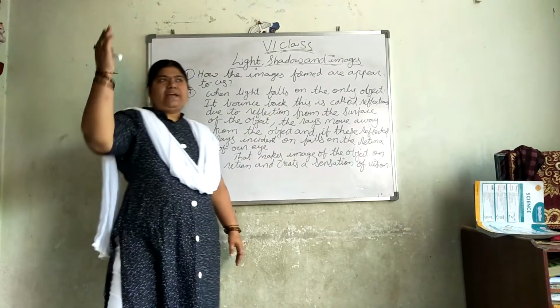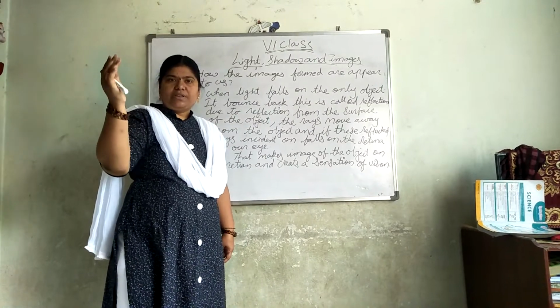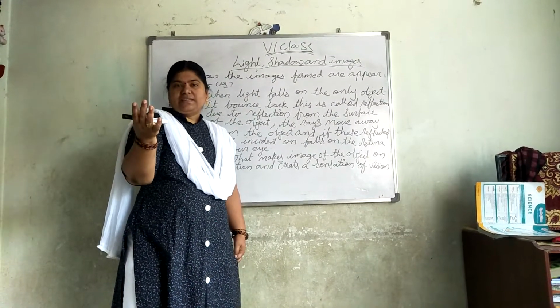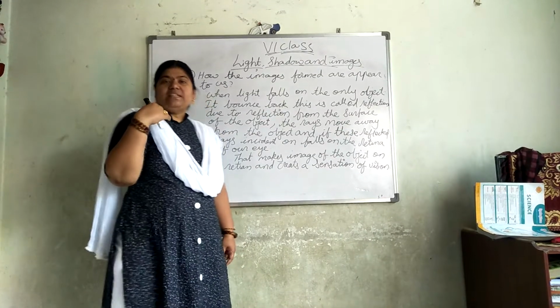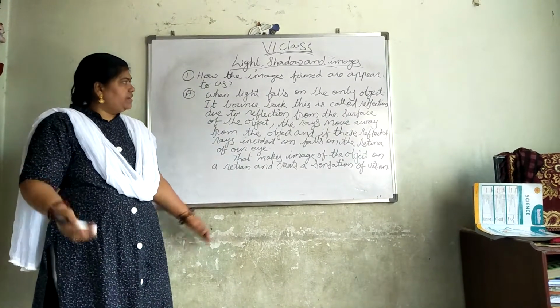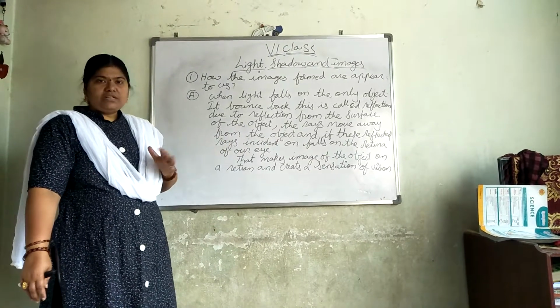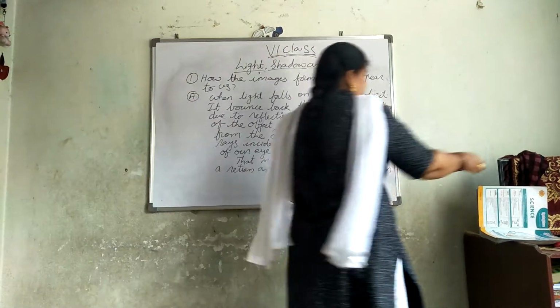So what is happening? The light rays come and fall on the mirror and they bounce back, and again they reflect. At that moment we can see our image in the mirror. This is how the image formed appears to us. Let us go for the next answer.